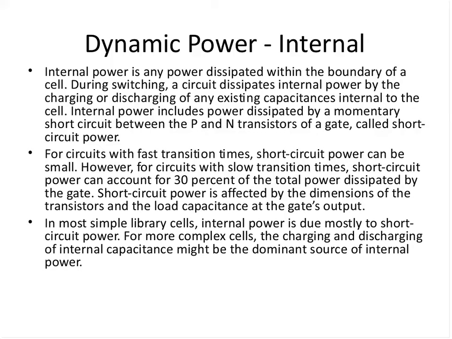For circuits, internal power depends a lot on the transition times. If the transition times are faster, the overlap window during which the P network and N network are simultaneously on is shortened. For slower transition times, you can draw a diagram and see that the overlap time expands. So with slow transition times, it can consume up to 30% of the total power dissipated, which is very, very significant. This is why faster transition times are good for everything.